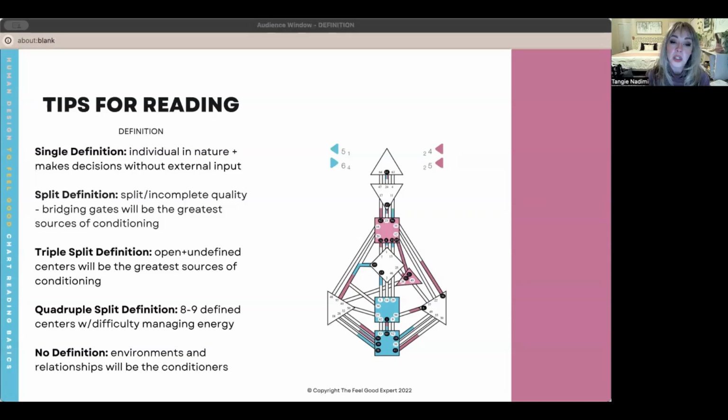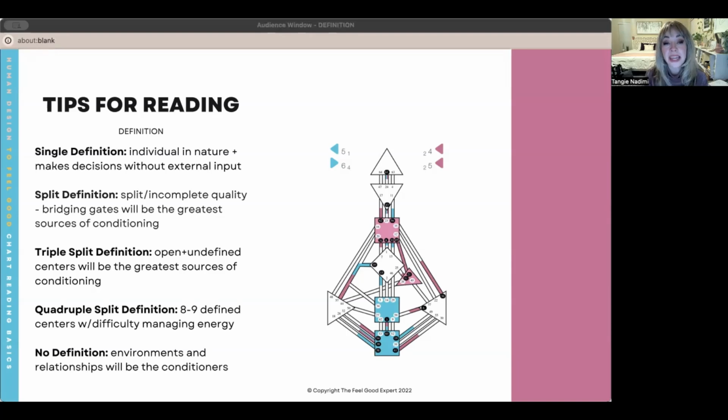Triple split, the open or undefined centers in that chart will be the greatest source of conditioning because they do have a lot of definition and they do have a lot of split. So that can be distracting. It'd be hard to focus in on. So typically with a triple split, they're going to have 1 or 2 energy centers that are undefined, and those are going to be the energy centers that are most distracting for them.